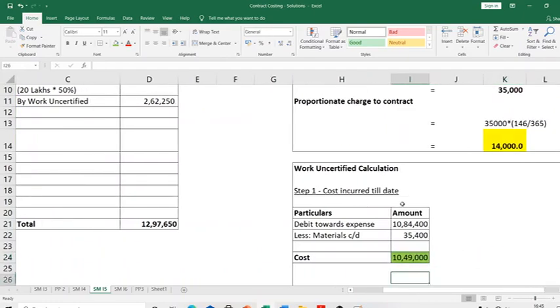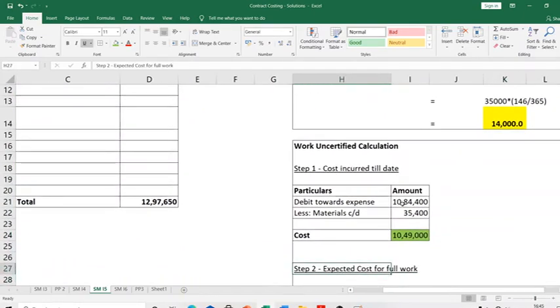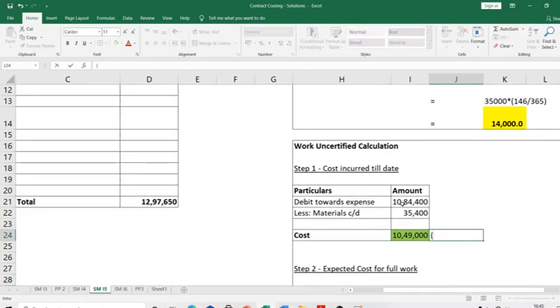Next, what I do is expected cost for full work. The reason is this 10,49,000. If you ask me, for how much of work is this 10,49,000 cost incurred, I'm going to say this is for 2/3 of work. This is for 2/3 of work done. 2/3 of work was done at the time the contract account is prepared on 31st of December. 10,49,000 is for 2/3. I want to understand what is the likely cost for the entire thing.